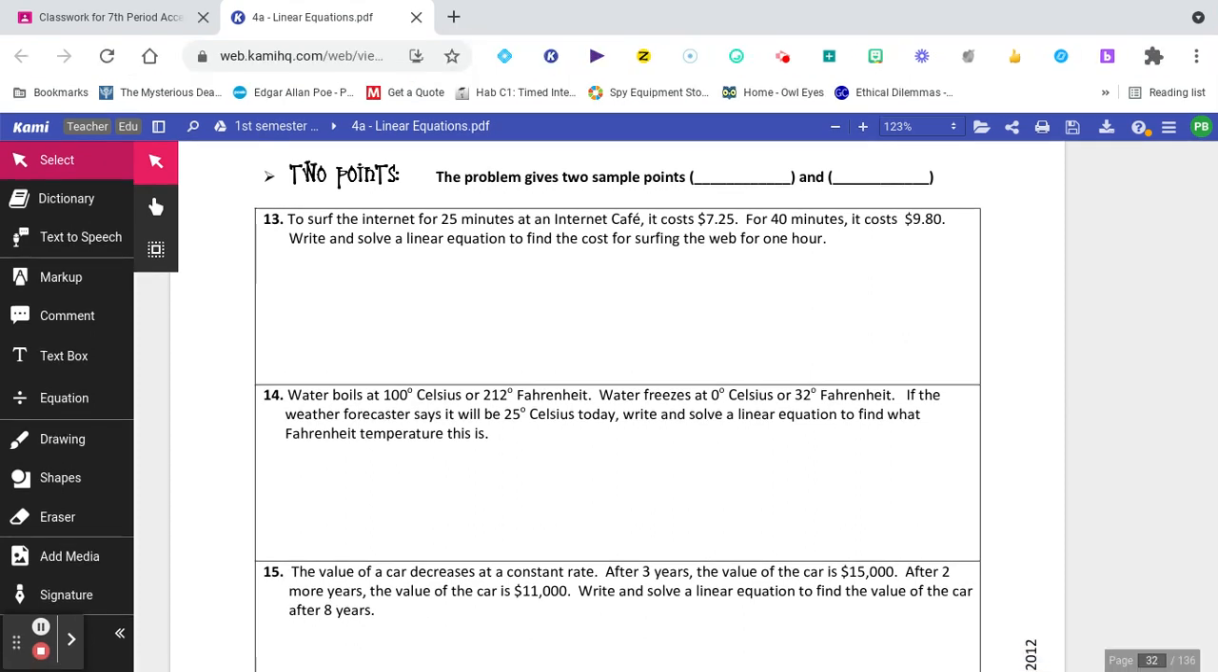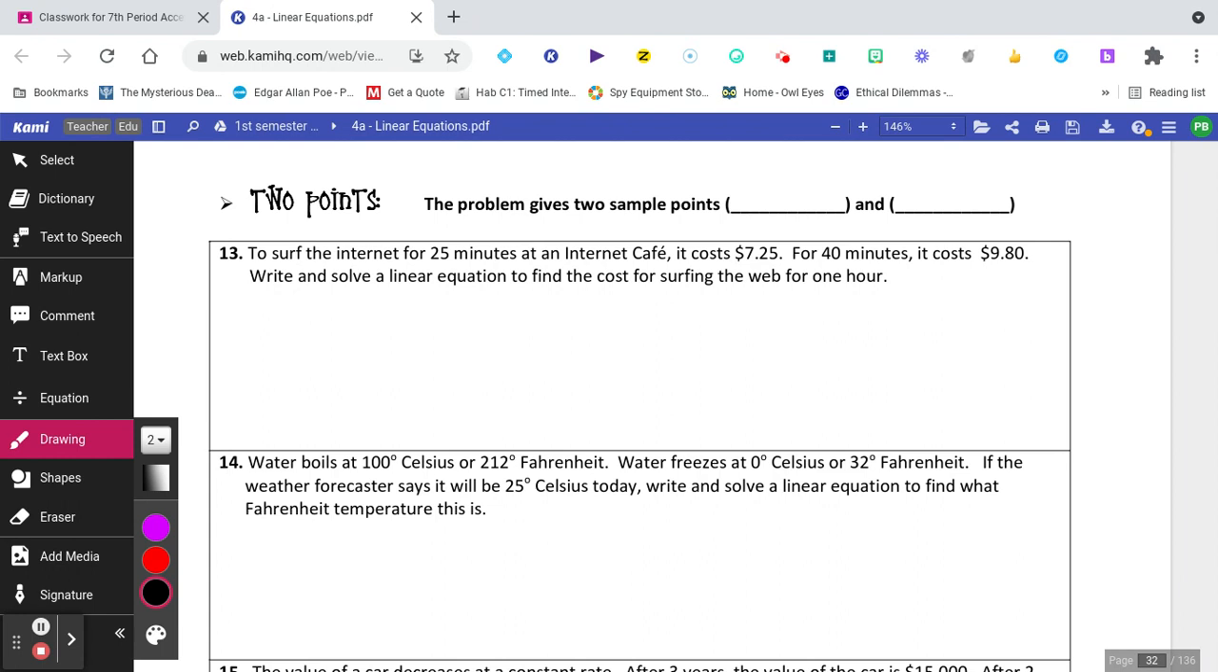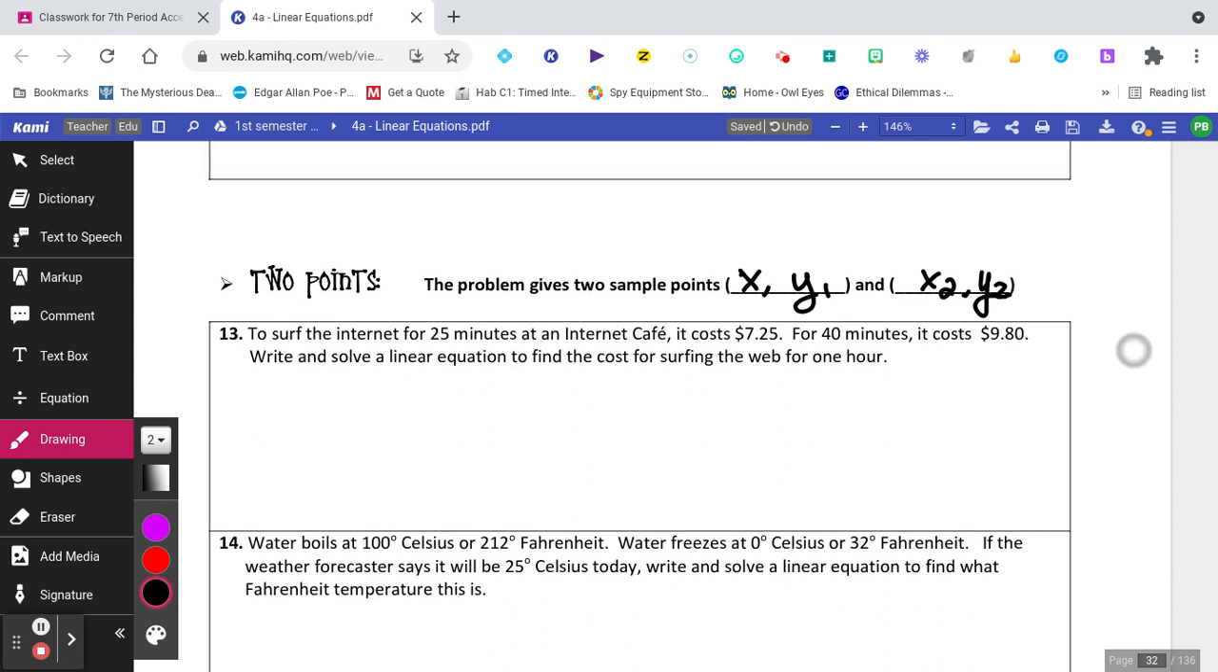All right, so for the last part, part 4 of the linear equations and word problems, we're going to talk about 2 points. Basically, the problem is going to give you 2 sample points: x sub 1 and y sub 1 versus x sub 2 and y sub 2. You'll have an x coordinate and a y coordinate, but instead of having a point and a slope like you did in part 3, you're just going to have 2 points. And you're going to have to remember to write an equation from 2 points.